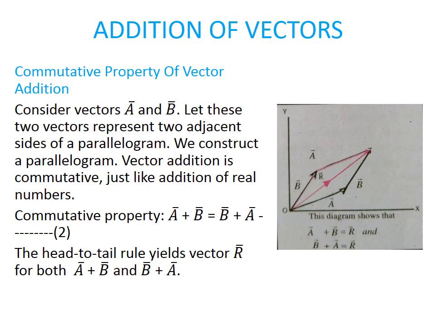So this is the commutative property. We can write it as vector A plus vector B is equal to vector B plus vector A. This is equation number 2. The head to tail rule yields vector R for both A plus B and B plus A.